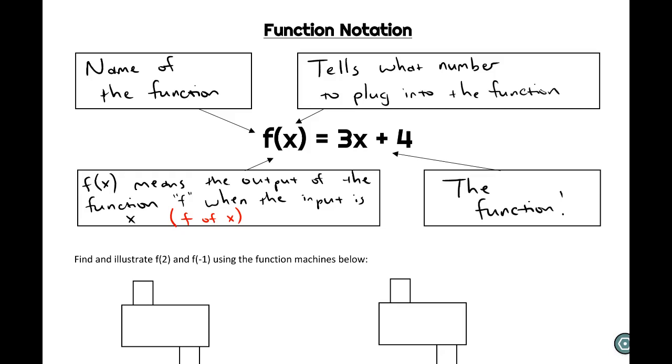f is the name of the function. All the functions have a name. This function's name is f. The x, right here, tells us what number to plug into the function. This entire thing here, f of x, that's how we read that, f of x. It means the output of the function f when the input is x, whatever number we put in. And then here, 3x plus 4, that's our function. Pause here to finish writing in that information.